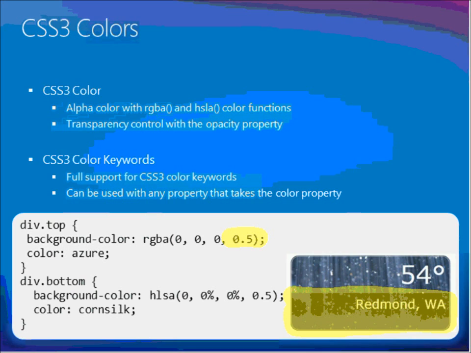One of the other things is HSLA colors. For those of you who have been around computers for a while and sort of grew up with the RGBA color model, that makes a lot of sense to you if you grew up with it. But many folks who come from the design industry understand the HSLA color model much more intricately. HSLA lets you specify the hue, saturation, lightness, and alpha transparency.